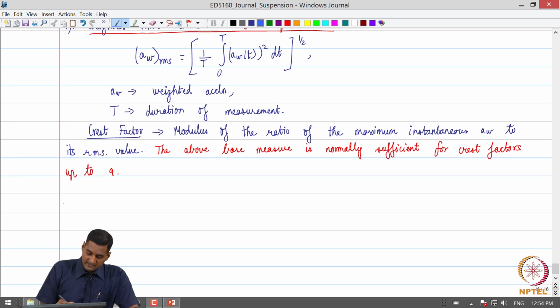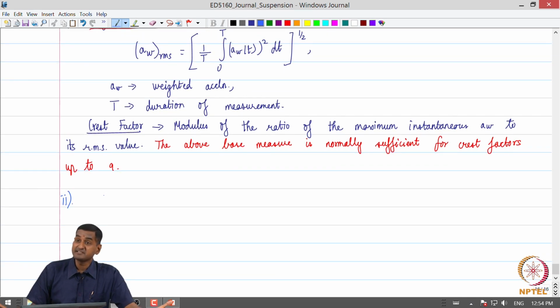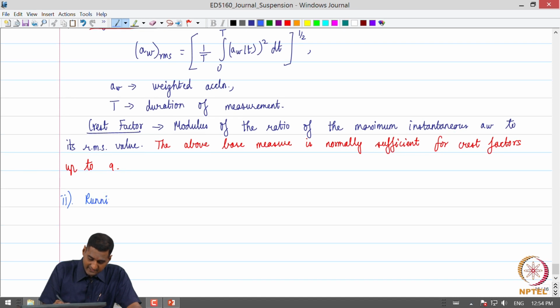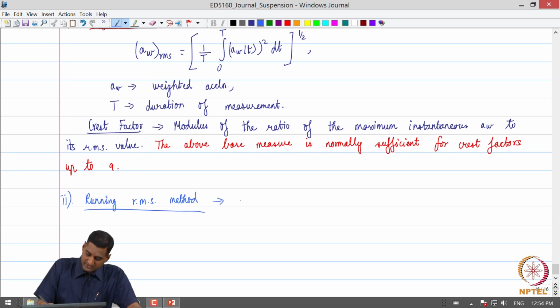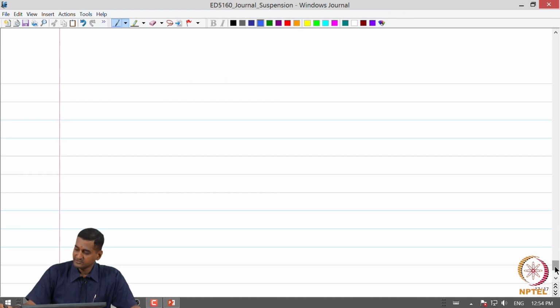Okay. The second parameter is when there are spikes in the acceleration levels, then this base factor has to be replaced with others. So, then we have what is called a running RMS method, which is used when we have occasional shocks and transient vibration. So, what is this running RMS method, how is it evaluated quantitatively?